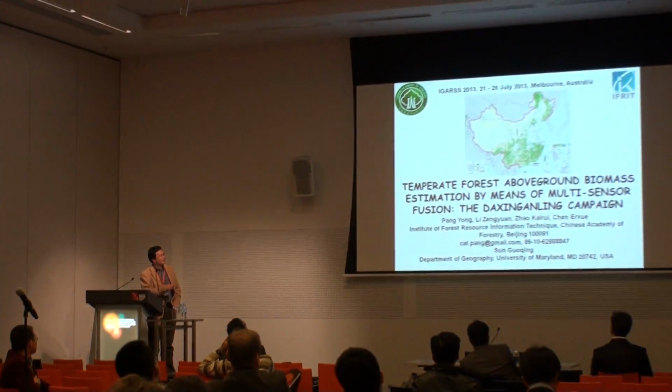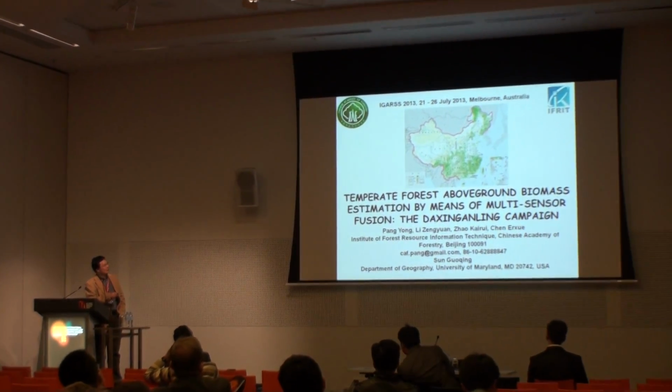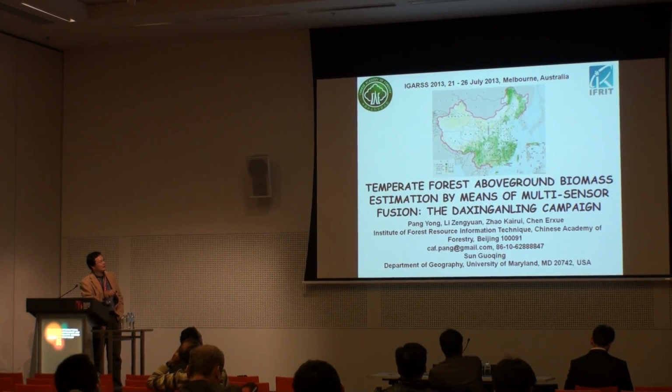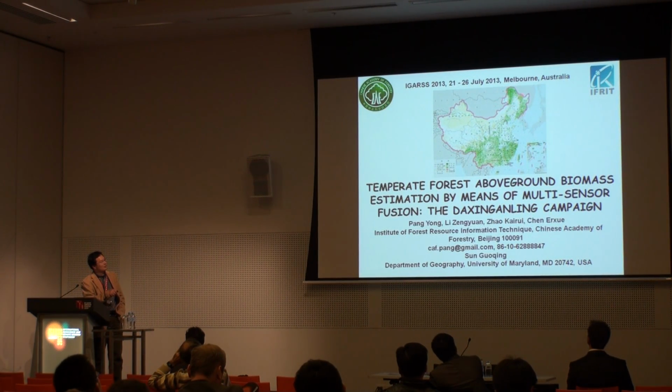This map shows the forest distribution of China. So in this presentation, we are targeting to study this area, which is in the northeast part of China. It's also one of the two main forest areas of China. You can see northeast and south of China. In fact, this campaign, the Daxing campaign, just looks at this area, just south of Russia, Siberia, and east of Mongolia.